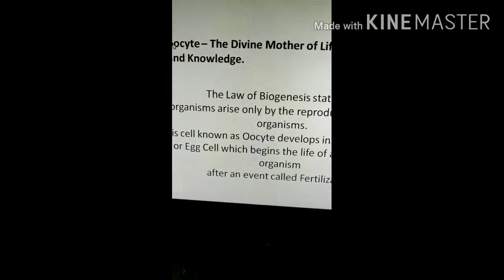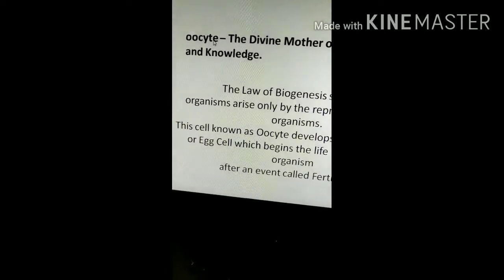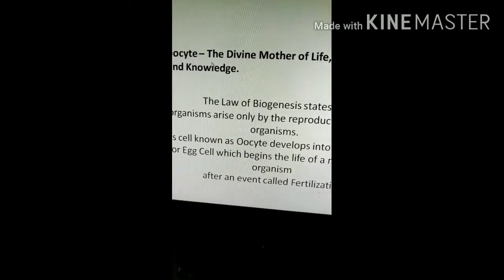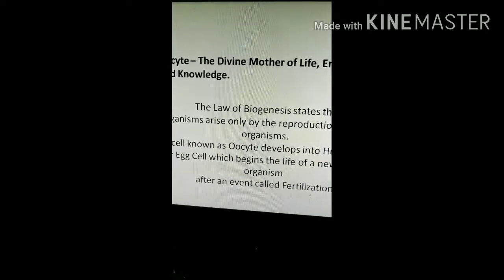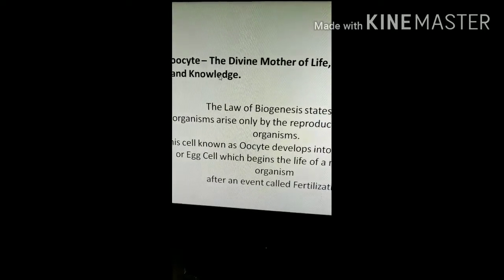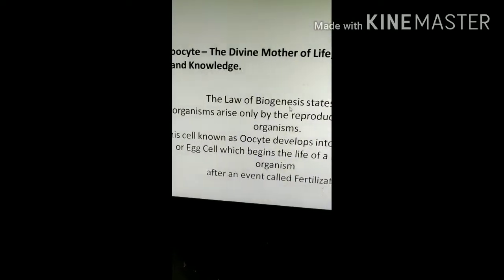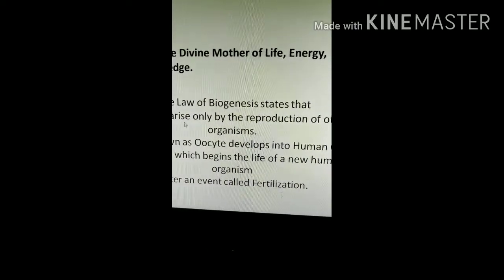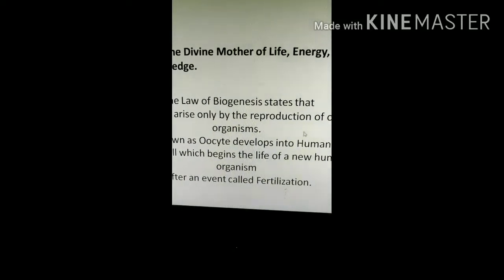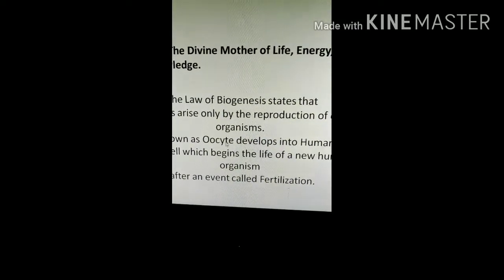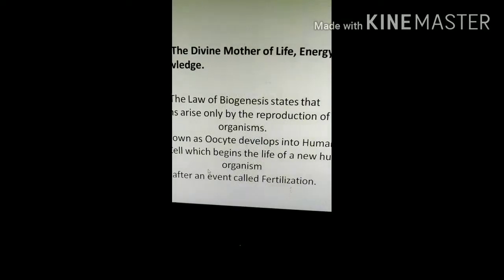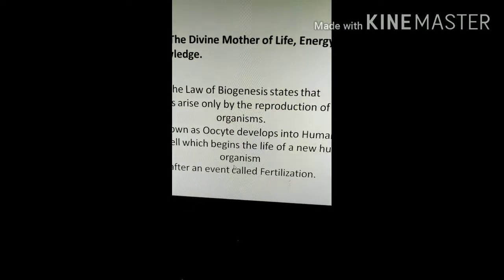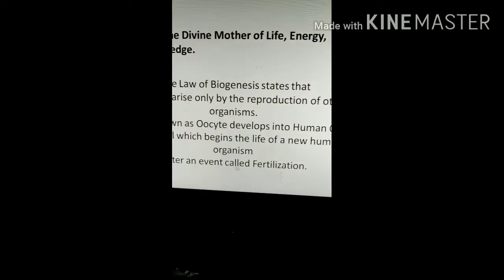Why is the oocyte more valuable, or what is an oocyte? Actually, the oocyte is a cell, but it may be defined as the divine mother of life, energy and knowledge. According to the law of biogenesis, organisms arise only by the reproduction of other organisms, and the cell responsible is the oocyte. This cell gives the beginning of the life of a new human organism after an event known as fertilization.